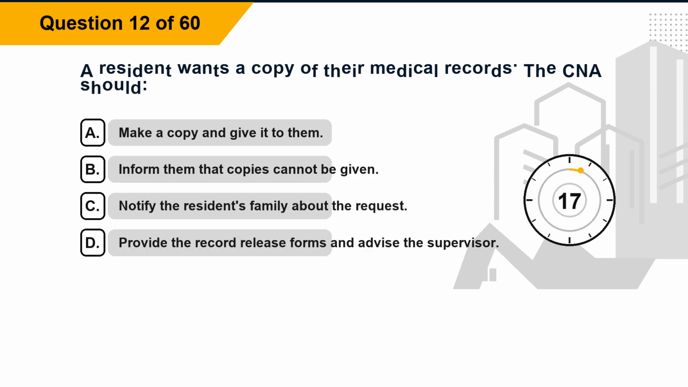Question 12. A resident wants a copy of their medical records. The CNA should. Option A. Make a copy and give it to them. Option B. Inform them that copies cannot be given. Option C. Notify the resident's family about the request. Option D. Provide the record release forms and advise the supervisor.